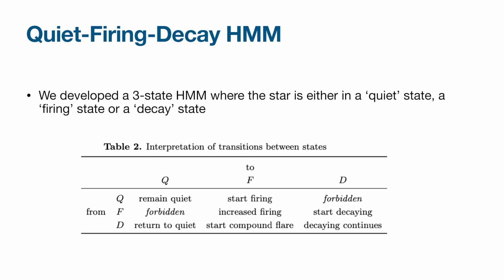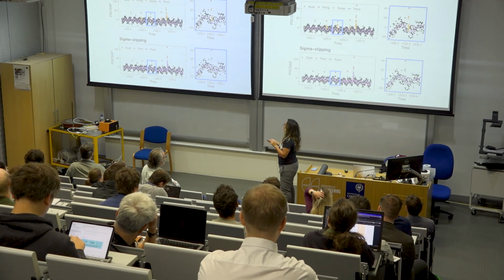So we fix certain transitions. It can't go from decay, if it hadn't started firing, to firing. Sorry, no. It needs to be quiet to then go to firing, to decay, and it can go back to firing, but there has to be a certain sequence of events that occurs.